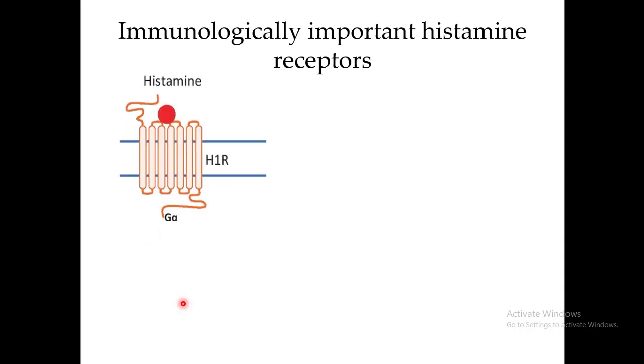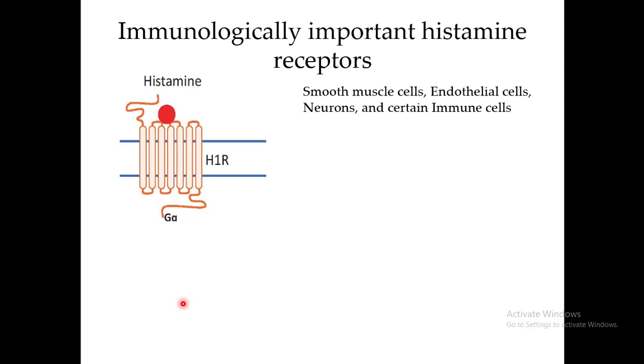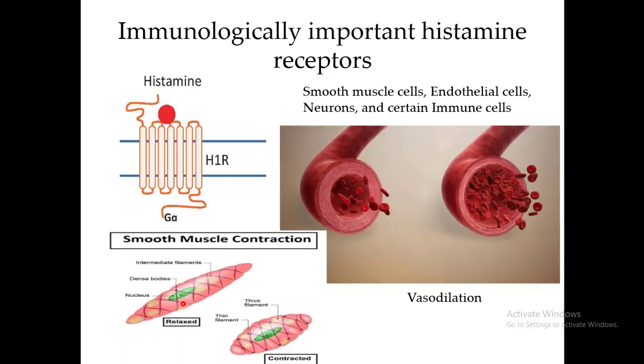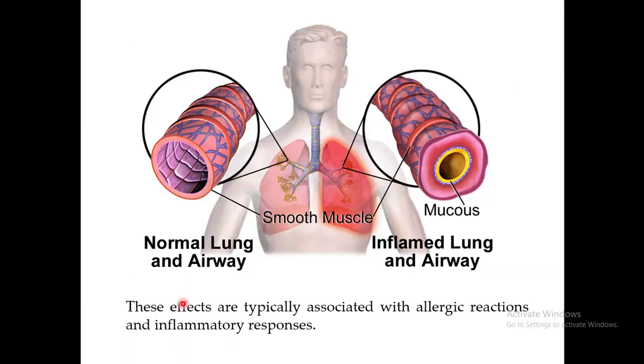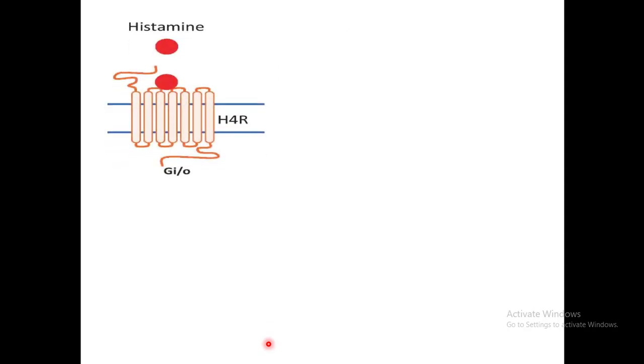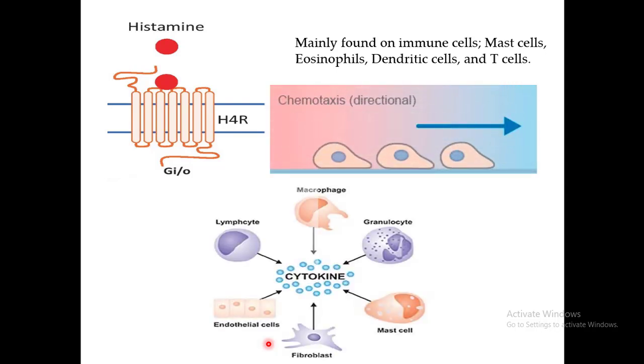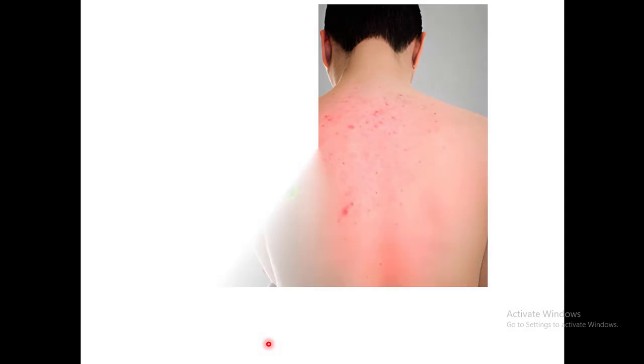Immunologically, I've told you that two of them are very important. The first one was the histamine 1 receptor, which is present on the smooth muscle cells, the endothelial cells, and certain immune cells, and is very important for vasodilation, smooth muscle contraction, as well as bronchoconstriction. All of these are typically associated with allergic reactions and inflammatory responses. Then I've told you that the histamine receptor 4 is very important in chemotaxis, the production of cytokines, and in allergic reactions.